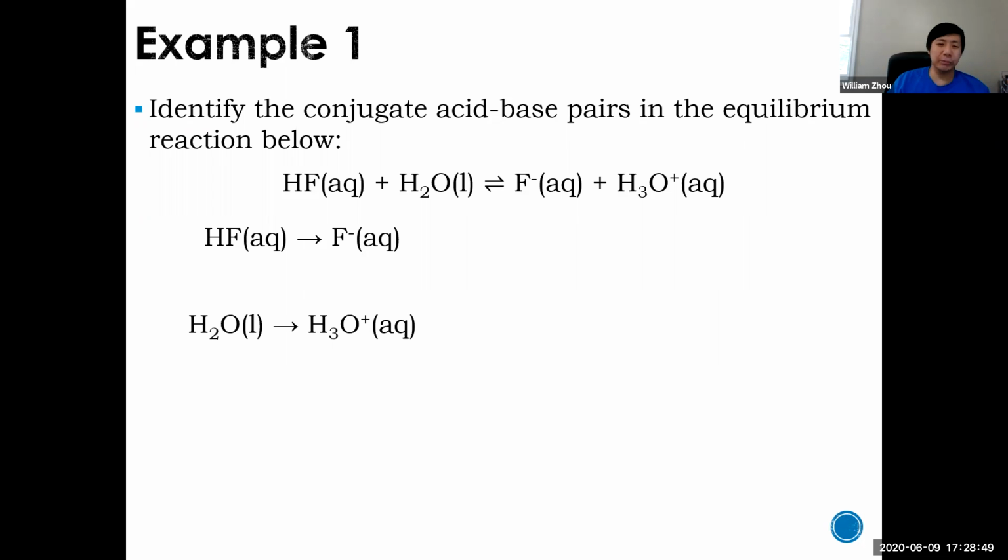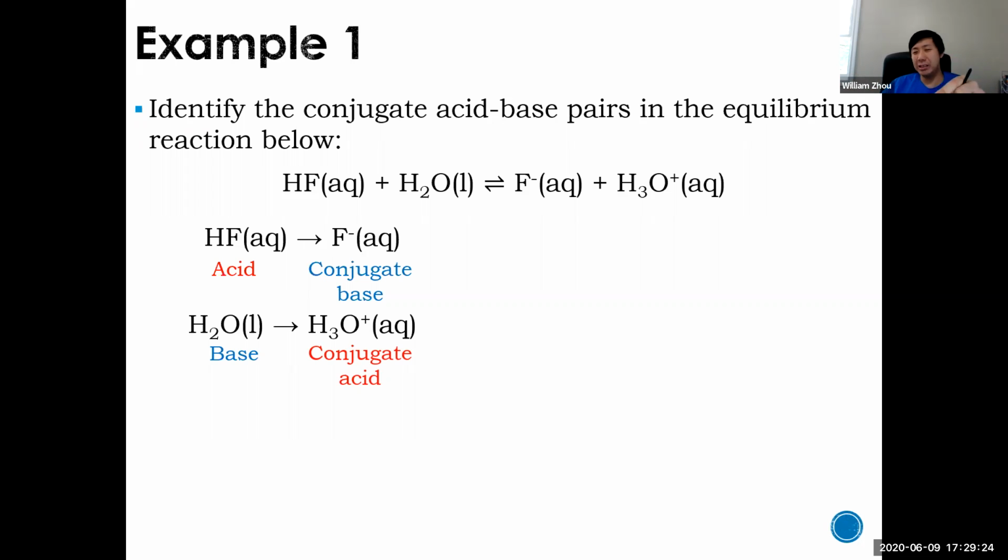So which one is the acid, which one is the base? Because HF loses a hydrogen, that's the acid, and it becomes the conjugate base. Water gained a proton, so that's the base, and it becomes the conjugate acid. So there I have it. I finished the question. HF is the acid, F minus is the conjugate base. H2O is the base, H3O plus is the conjugate acid. Okay?